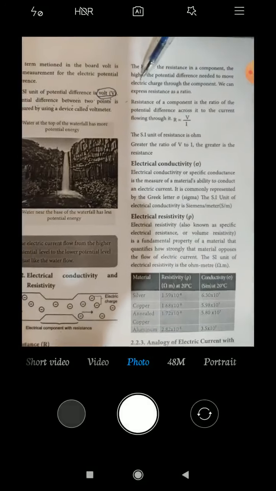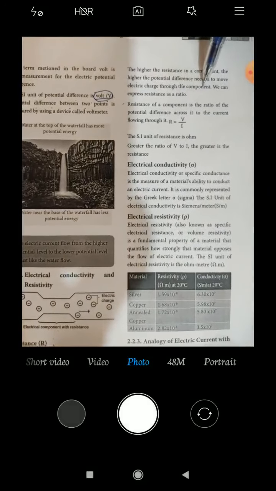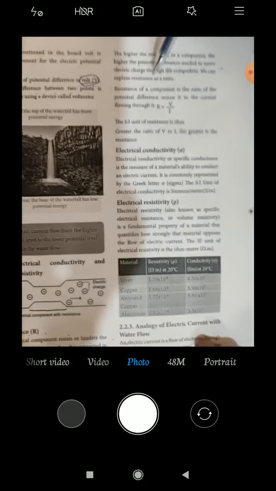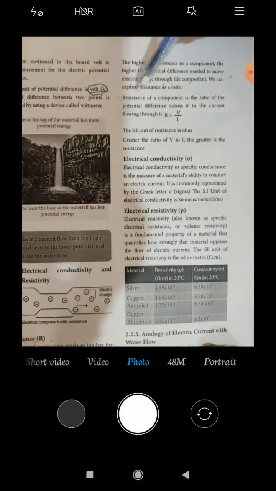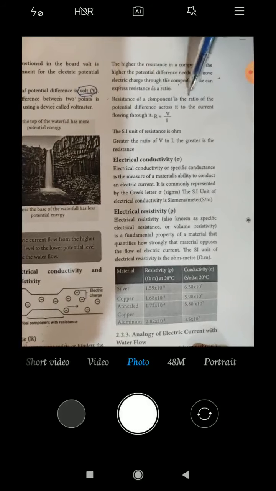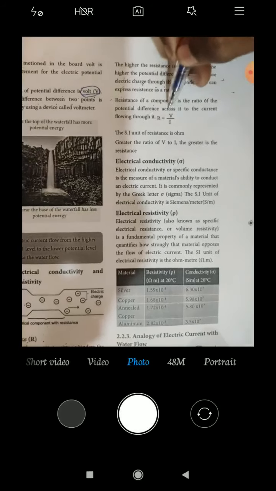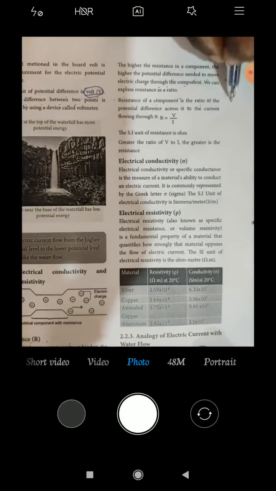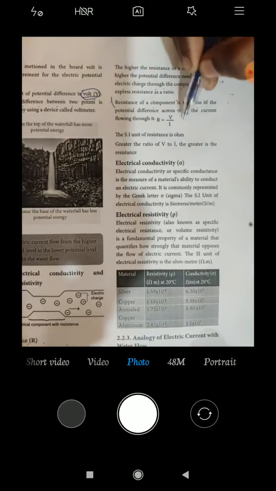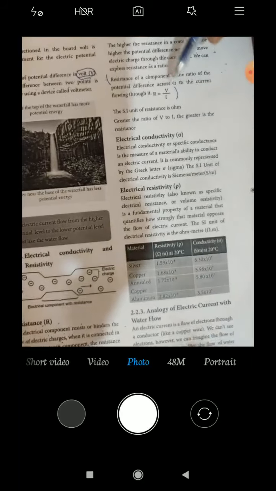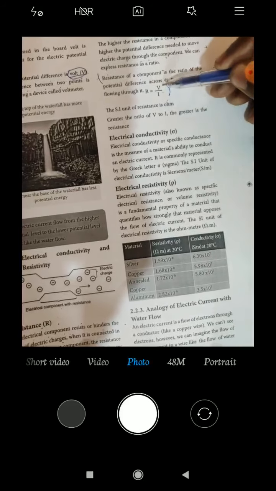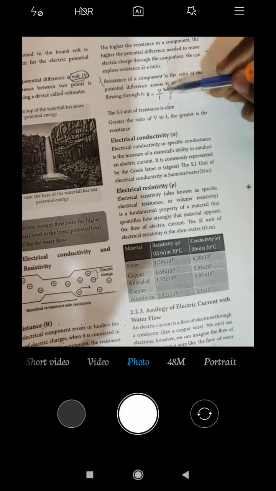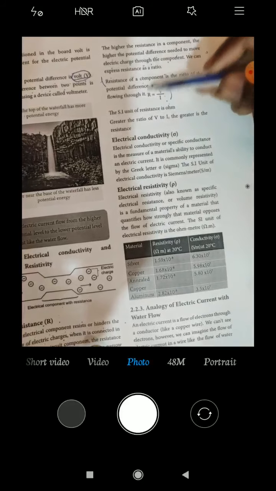Next, the electric current through the component. We can express resistance as a ratio. How do we calculate the resistance? The resistance of a component is the ratio of the potential difference across it to the current flowing through it. So R equals V by I, where V is the volt, I is the current, and R is the resistance.